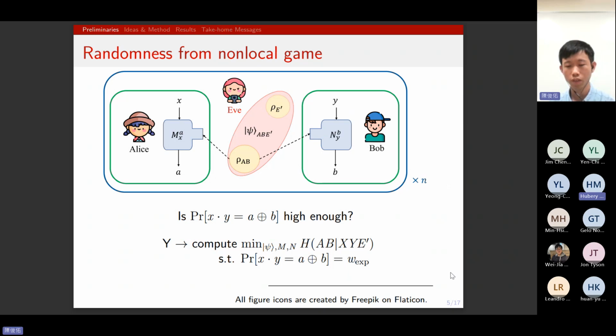Oh, sorry, quick question. I'm just wondering, you are talking about the worst case, so you are calculating the minimum values, but you want to design a system that can have this minimum value as high as possible. Is that correct? Yes. Right. Okay, thank you.